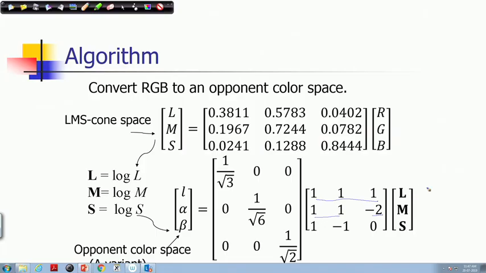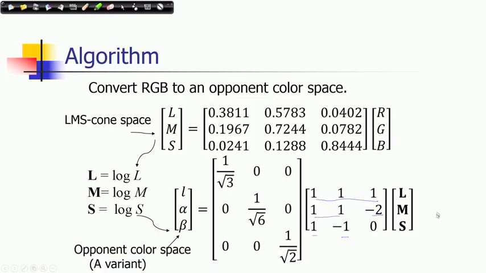So, L corresponds to red, M corresponds to green. So, it is like yellow minus blue, that kind of opponent color model, and this is L minus M, which is red minus green opponent color model, which we have already discussed earlier. So, it is a variant of this particular operation, processing this opponent color space. So, we perform this kind of separation.